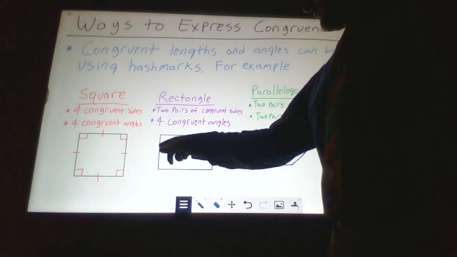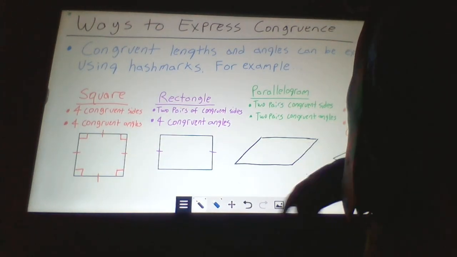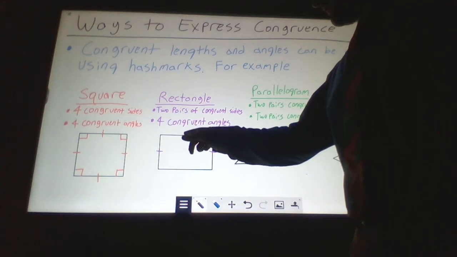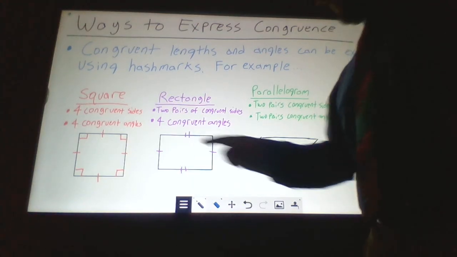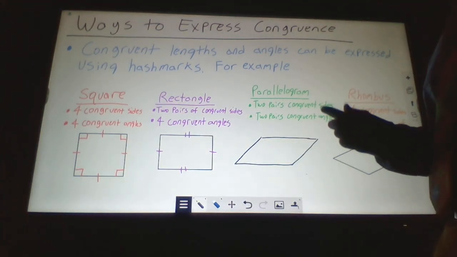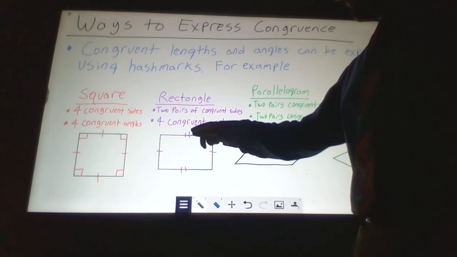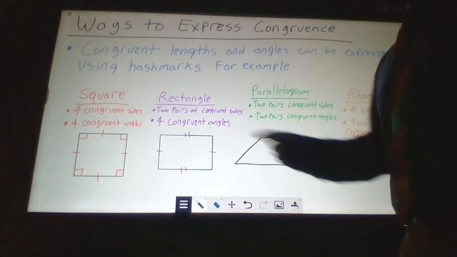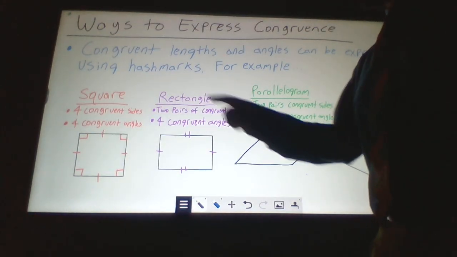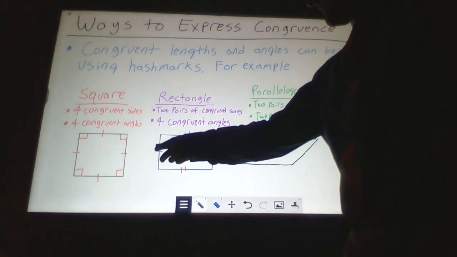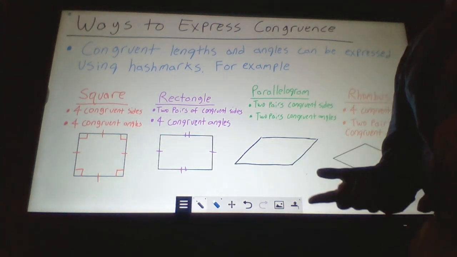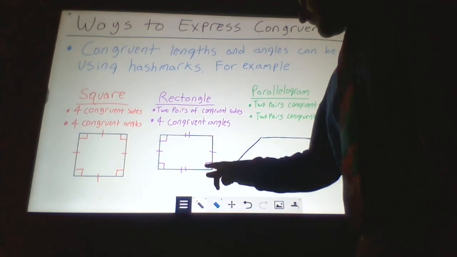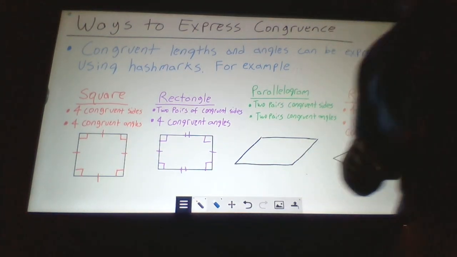So the way we exhibit two pairs of congruent sides, we know that the opposite sides are going to be the same length. But we also know that the top and bottom are going to be a different length from the two sides. So we use a double pair of hash marks to indicate the difference. The single hash marks are congruent to each other. The double hash marks are congruent to each other, but the single hash mark is not congruent to the double hash mark. That is how we indicate the difference between the pairs of congruent sides.